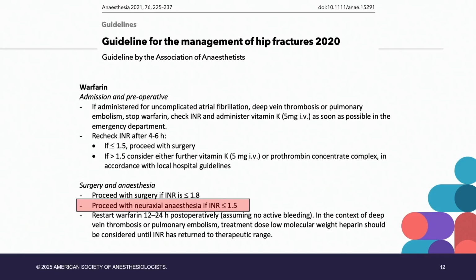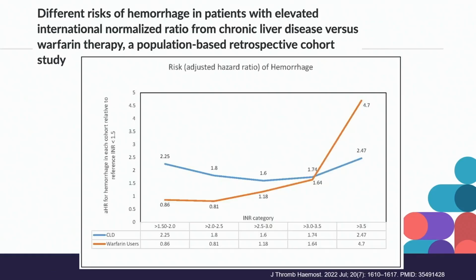As you remember, this patient has NASH cirrhosis, right? So they're not somebody who's on a vitamin K antagonist. They have some sort of intrinsic disease. So what do we know about bleeding in patients who have cirrhosis?